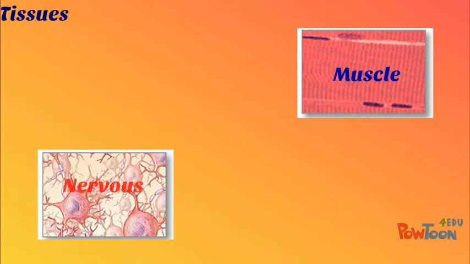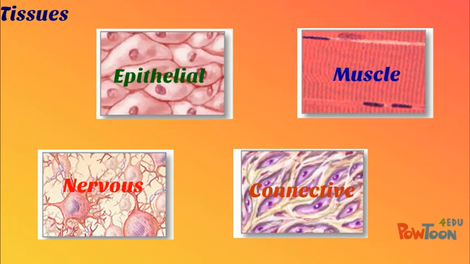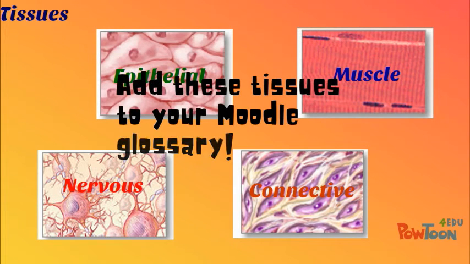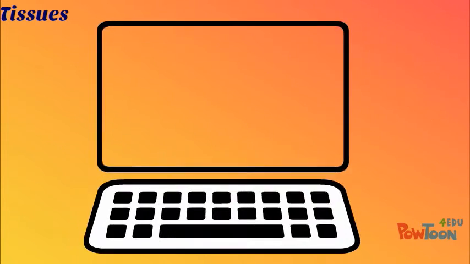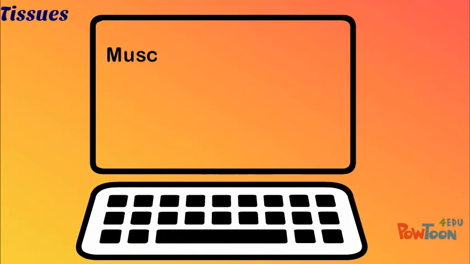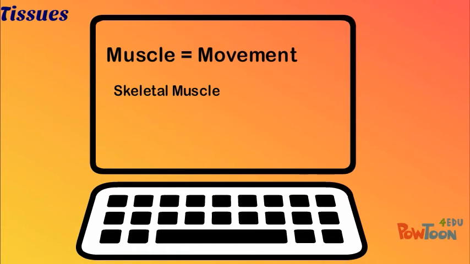There are four main tissue groups which combine to create the organs of the body: muscle tissue, nervous tissue, connective tissue, and epithelial tissue. Many different cell types come together to make these tissues, which have specific functions. Add these tissues to your Moodle glossary and write definitions which include the main function of the tissue. For example, muscle tissue's primary function is to cause movement. Can you find some specific examples of each type of tissue?